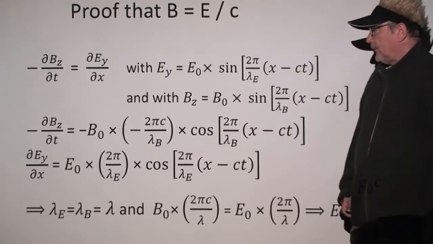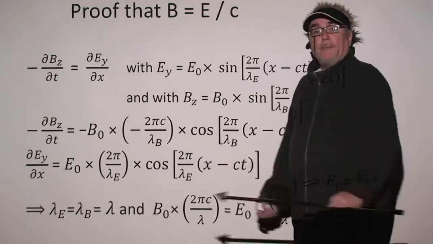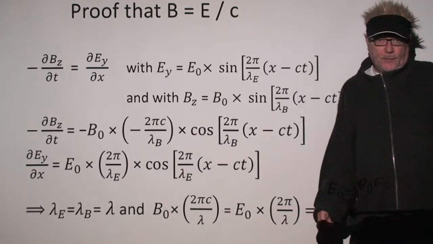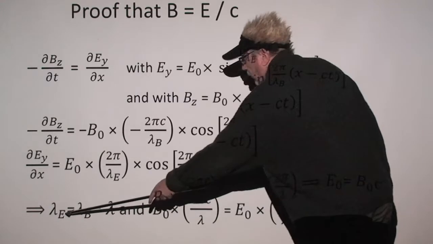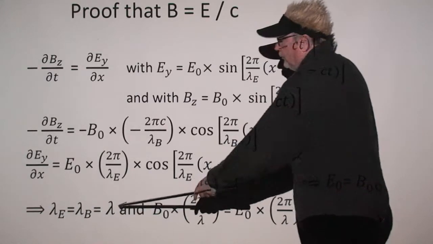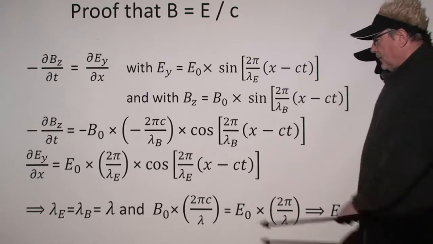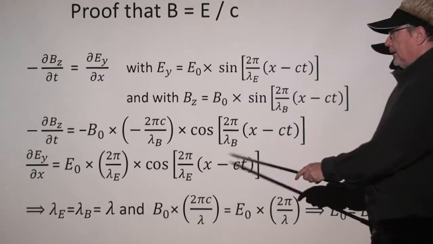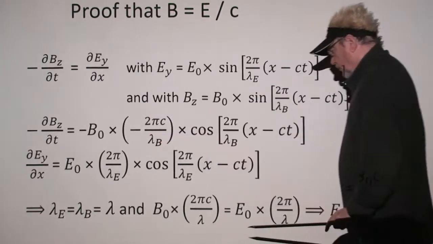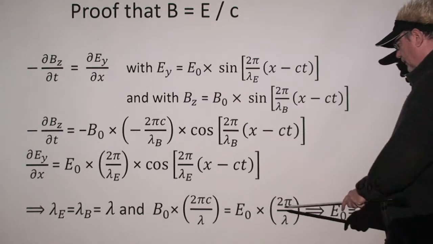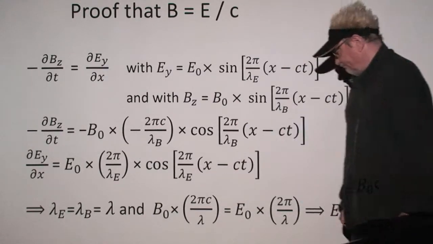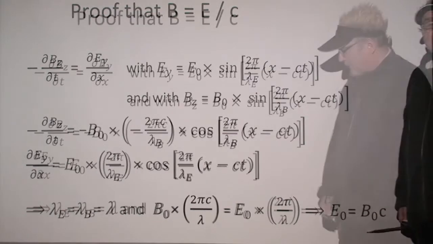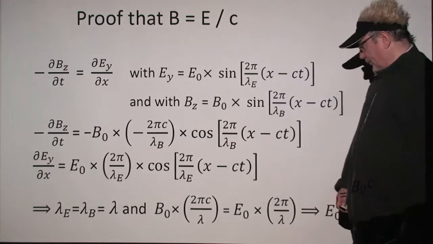Then we realize that these two functions are periodic and equal, therefore their wavelengths are equal. So lambda e is equal to lambda b, which we'll call lambda. Then that becomes B naught times 2 pi c over lambda equal to E naught times 2 pi over lambda. The result is E naught equals B naught times c. So that's the first thing we needed to prove.